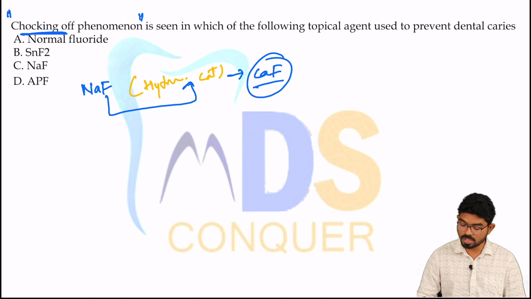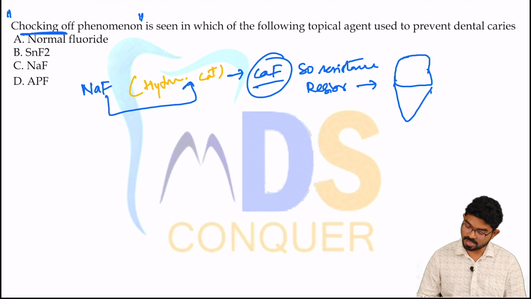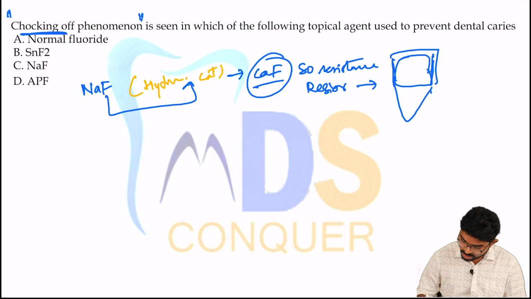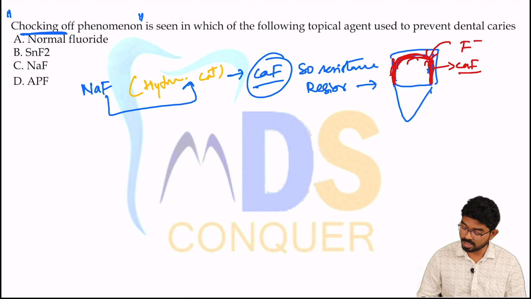So this CaF is so resistant, and it forms a reservoir over the outer surface of the teeth. For example, if you take this as your tooth, whenever you apply the topical fluoride, this CaF is formed on the outer surface like this. For example, the red color is CaF, and it forms a reservoir of CaF, which is very resistant and does not permit any further fluoride to come inside. This red color is going to act as a barrier and will not allow the fluoride, the green color fluoride, to enter in.